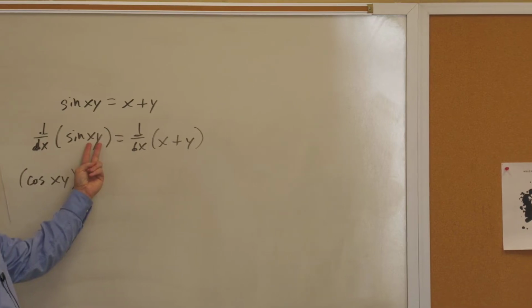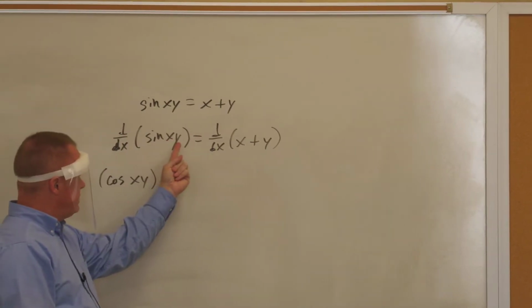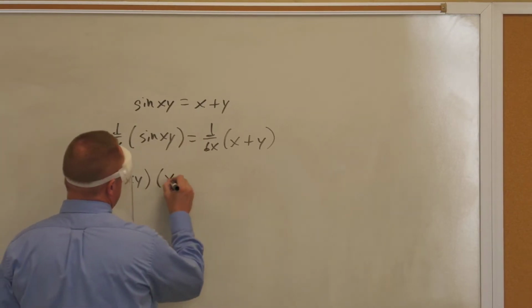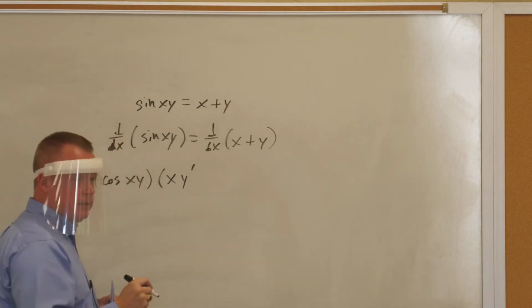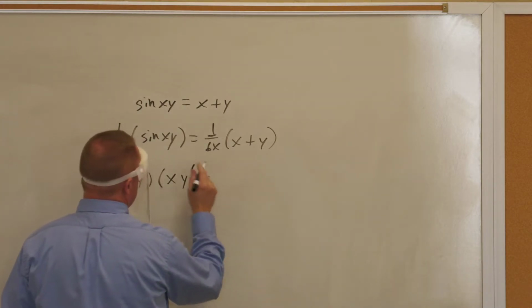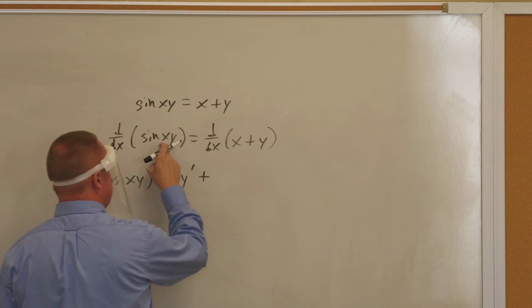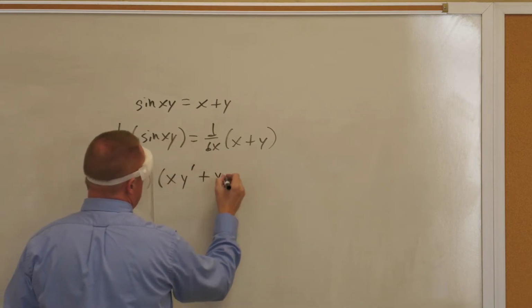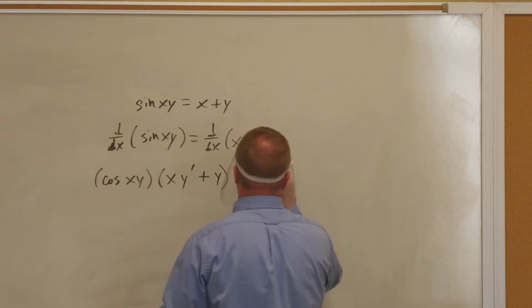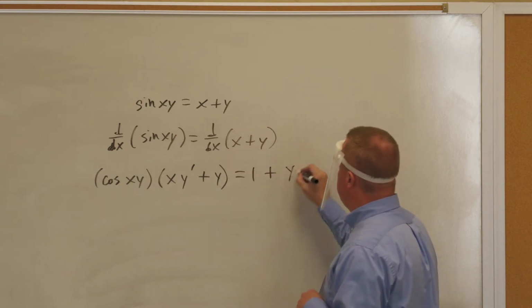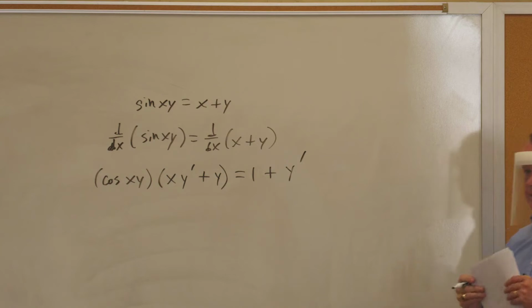So to do that, product rule, I'm going to say the first times derivative of the second. So x, derivative of y with respect to x is just y prime. Okay? Plus the second times derivative of the first. Well, the derivative of x is 1. So that's just y. So that's what I get on the left side when I take the derivative. Any questions about that? Right side, derivative of x is 1. Derivative of y is y prime.